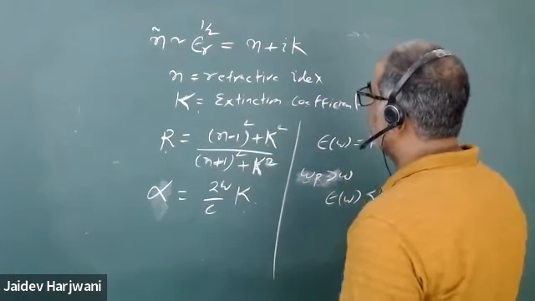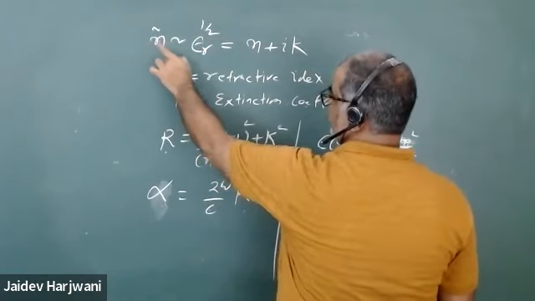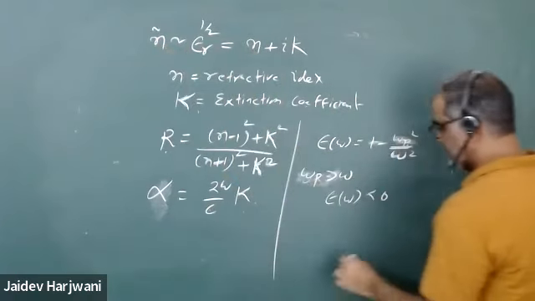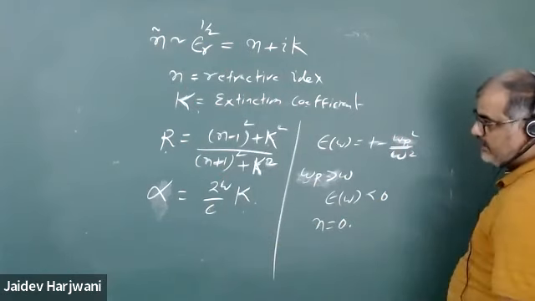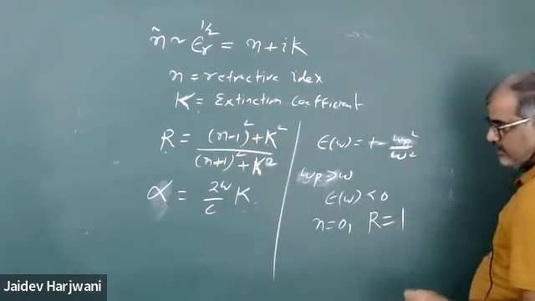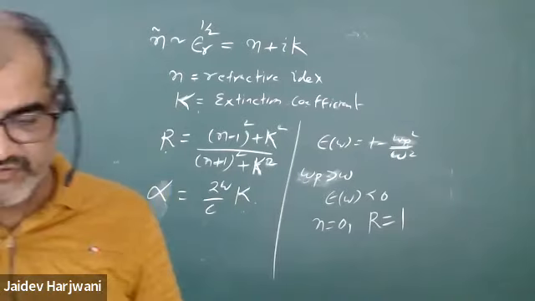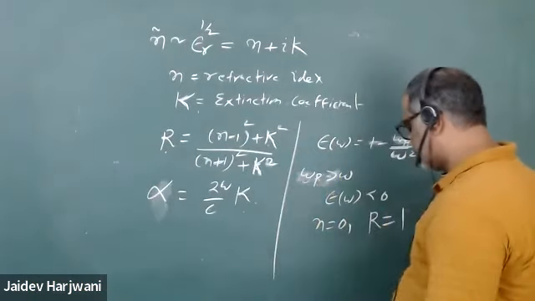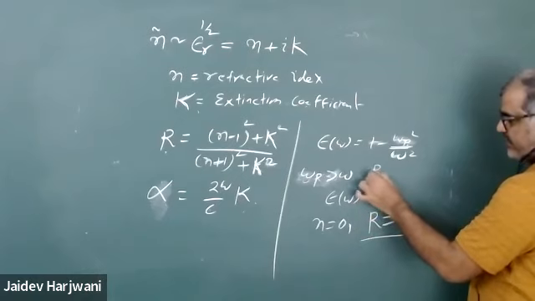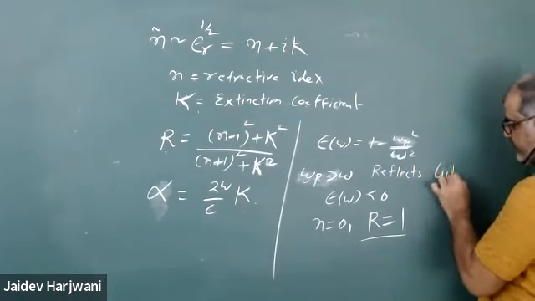So when the dielectric constant is negative, the refractive index becomes a complex quantity, which means your n becomes zero. Once n becomes zero, if you put n equal to 0 here, you get R equal to 1. That means below the plasma frequency, when your frequency is below the plasma frequency, your solid behaves like a reflector. In this range the solid reflects light.